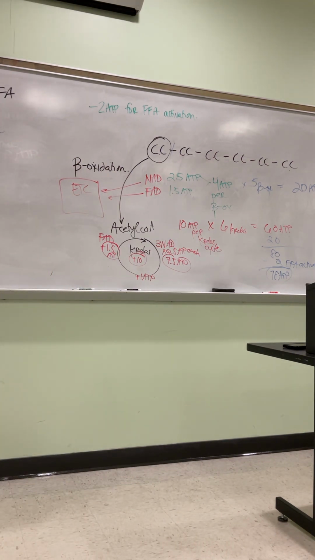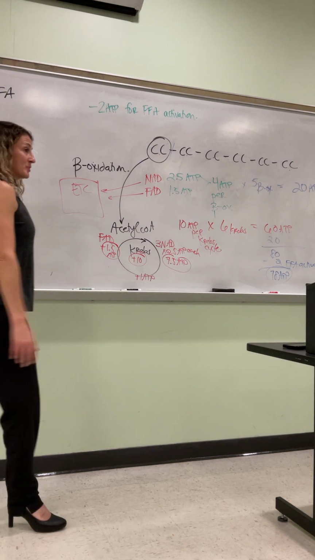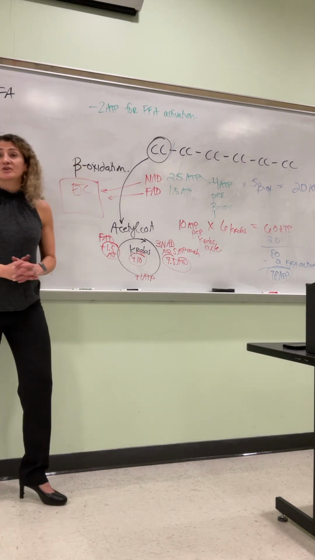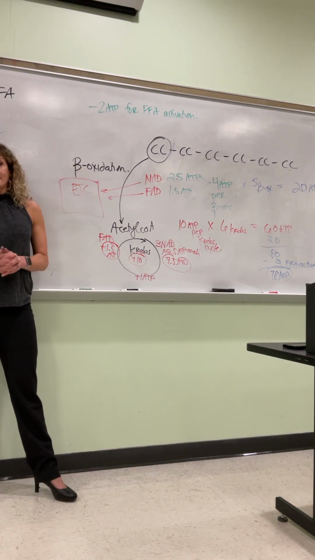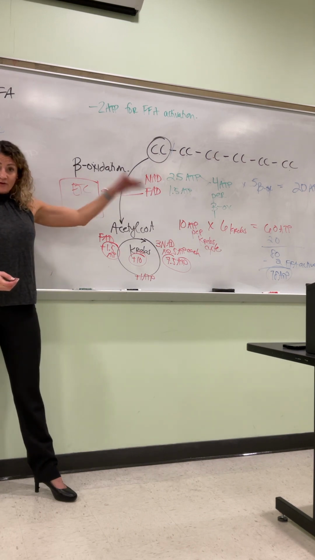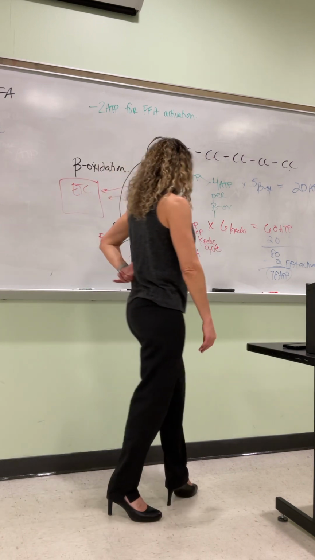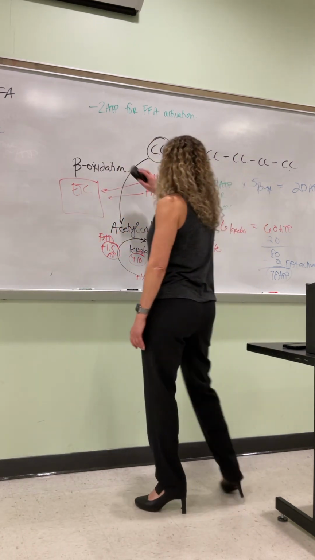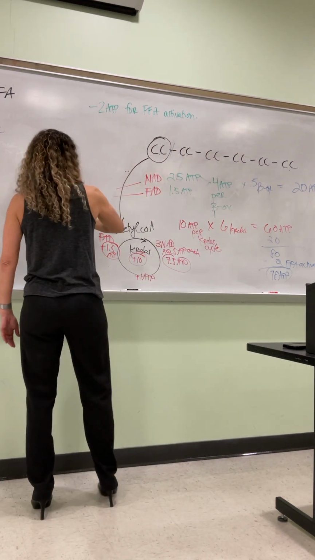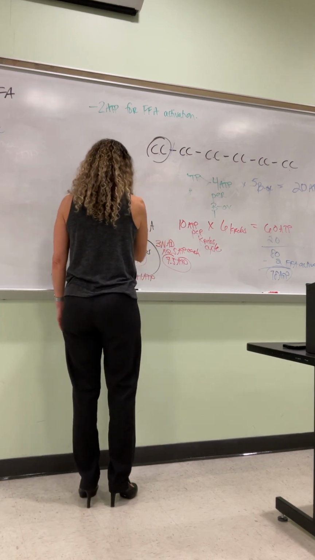Okay, here's what I want you to do right now. Account for the ATP from a 16 carbon chain fatty acid. Okay, don't just add it onto this. I want you to start from scratch, go through the whole process, calculate the ATP. 16 carbon chain fatty acid.